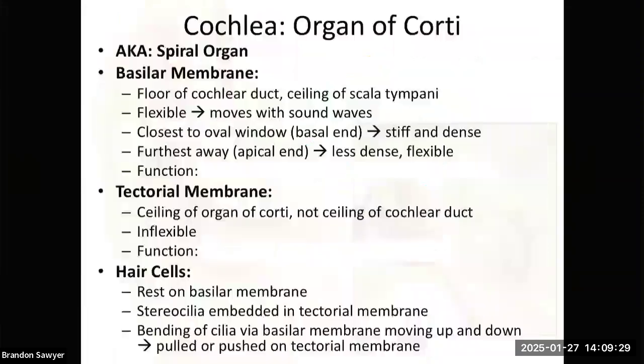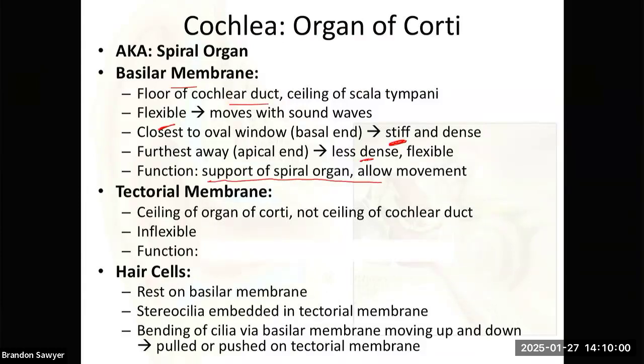Okay, good question. Let's talk about these different structures in the cochlea. Briefly, I mentioned them, but here are the names. The basilar membrane was the one on the floor of the cochlear duct, the ceiling of the scala tympani, which is just that bottom canal. This is the one that does move. It's flexible. Closest to the oval window is the stiffest part, and furthest away is the less dense, more flexible part. This supports the spiral organ but also allows for that movement. So this is like the base of those hair cells.